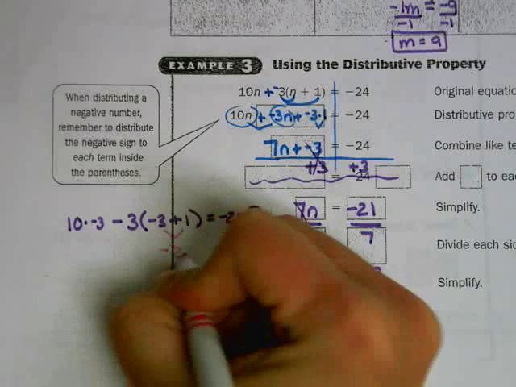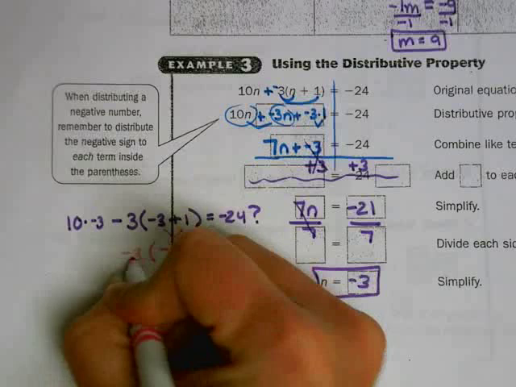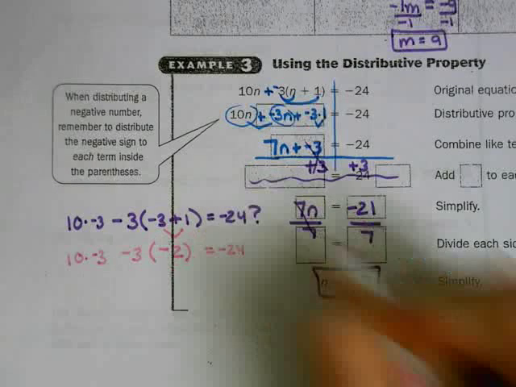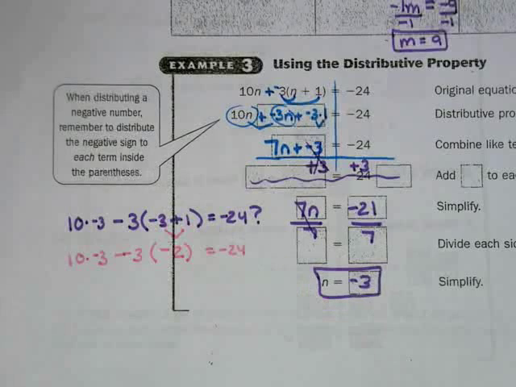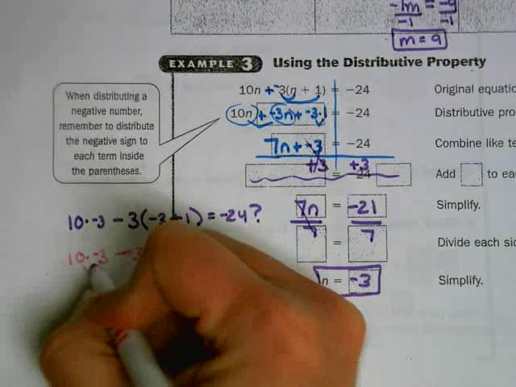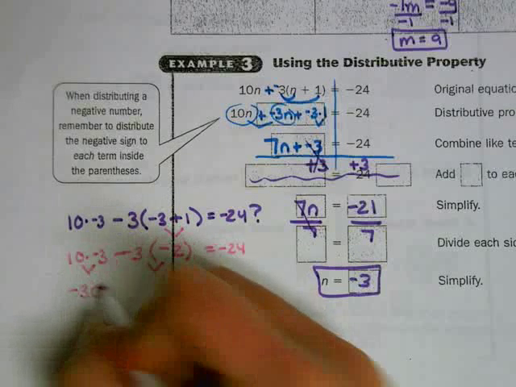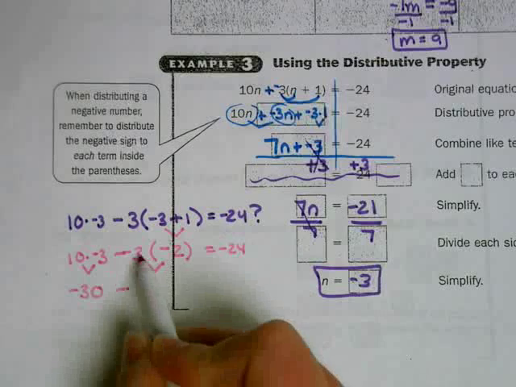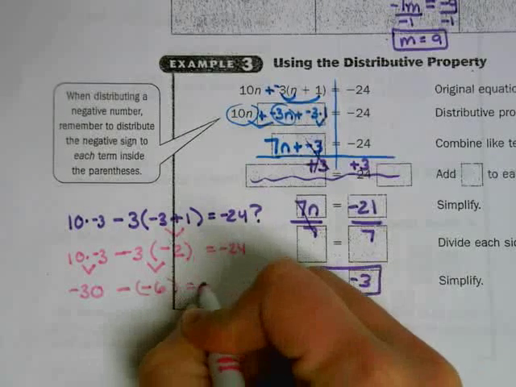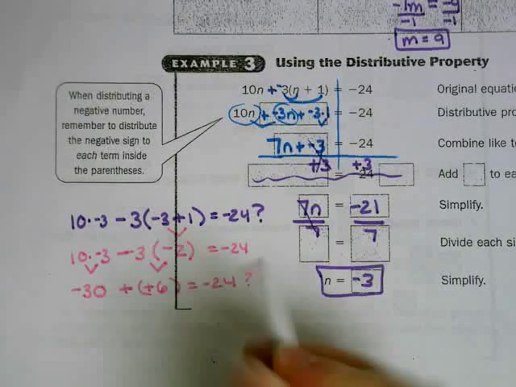So that's going to be a negative 2 in the parentheses, and then everything else stays the same. If I do what was in the parentheses first, it was a minus right there. After parentheses, there's no exponent, so I can do multiplying, dividing. I can multiply these, multiply these. This would be negative 30 minus, what's 3 times negative 2? Negative 6. And minus a negative becomes plus a positive.